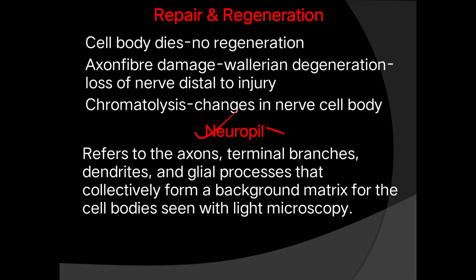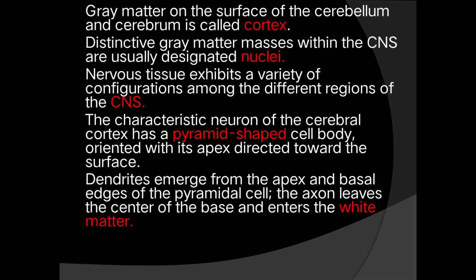So what is the neuropil? It refers to the axons and nerve terminals, dendrites or glial processes that collectively form a background matrix for the cell bodies seen in light microscopy. The gray matter of the surface of the cerebellum and cerebrum is called cortex. So gray matter is in the cortex of the cerebellum and cerebrum, and distinctive gray matter masses within the central nervous system are usually designated as nuclei.